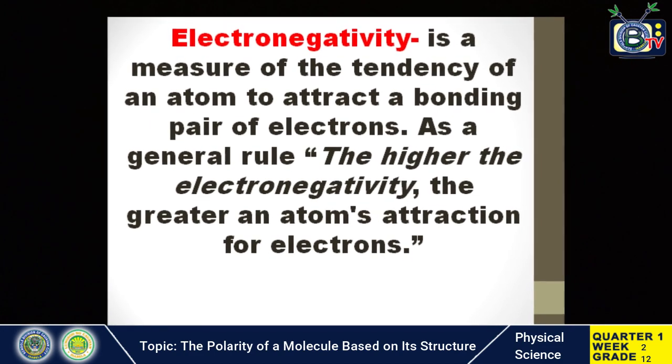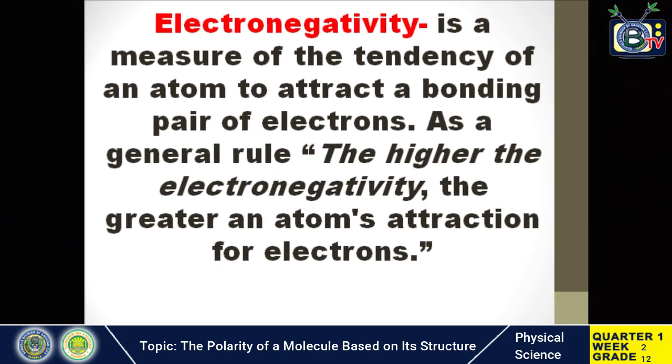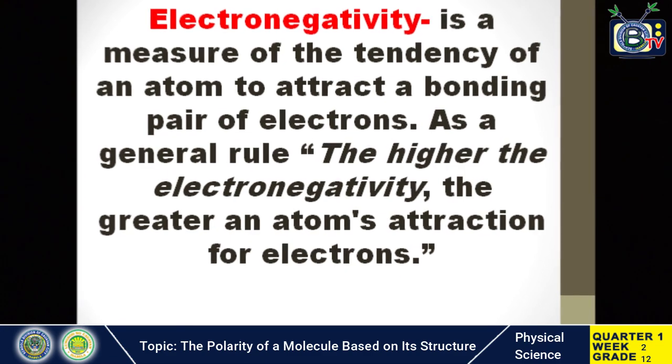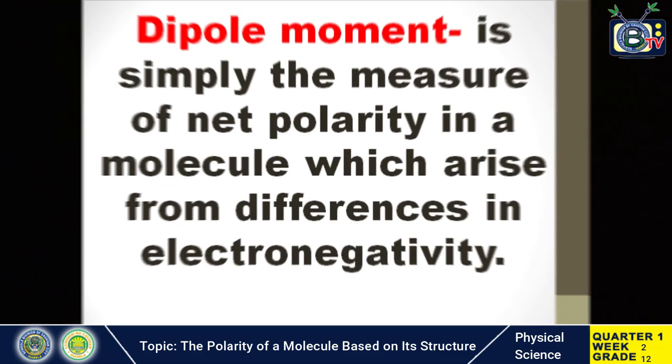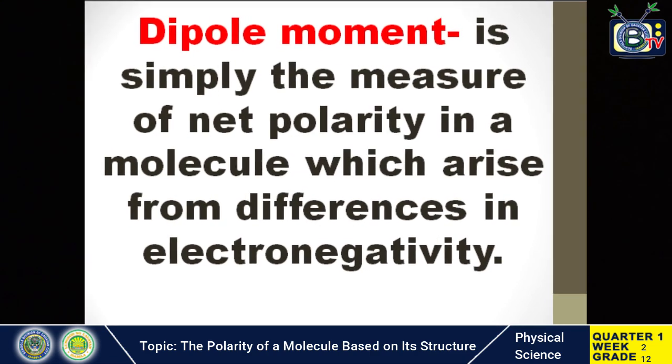Electronegativity is a measure of the tendency of an atom to attract a bonding pair of electrons. As a general rule, the higher the electronegativity, the greater an atom's attraction for electrons. Dipole moment is simply the measure of net polarity in a molecule, which arises from differences in electronegativity.